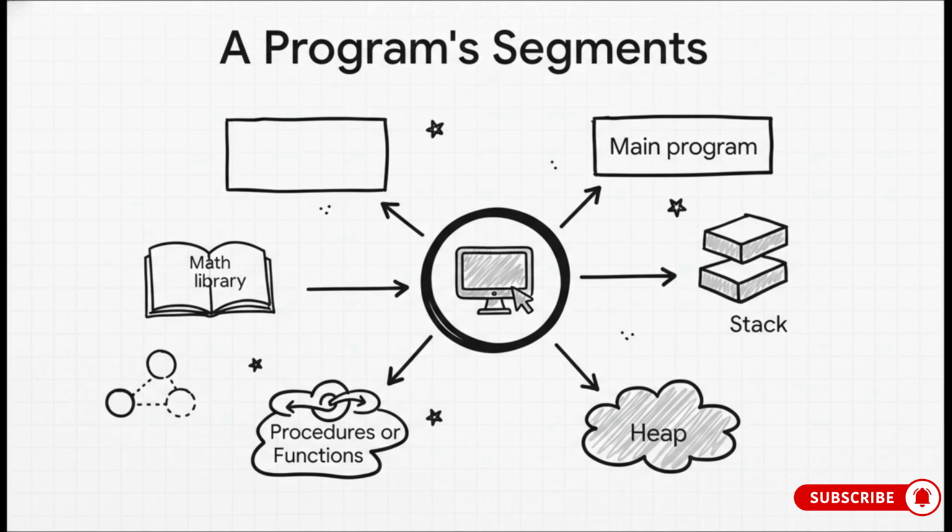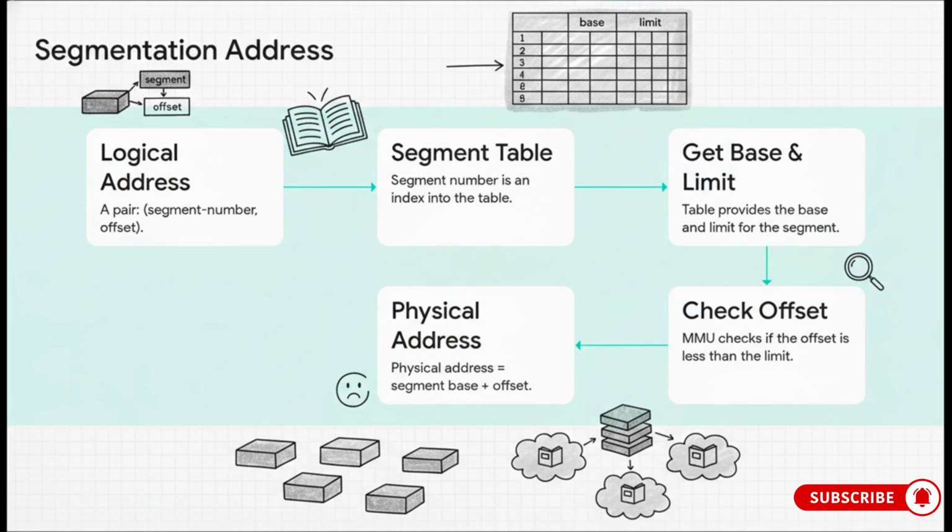Segmentation says, hey, let's honor that. It lets the OS treat each of these logical units as its own separate, variable-sized segment. So how does this work? A logical address isn't just one number anymore. Now it's a pair, a segment number and an offset inside that segment. Think of it like a library reference. Operating Systems textbook, page 365. So the MMU uses a special segment table for each program.